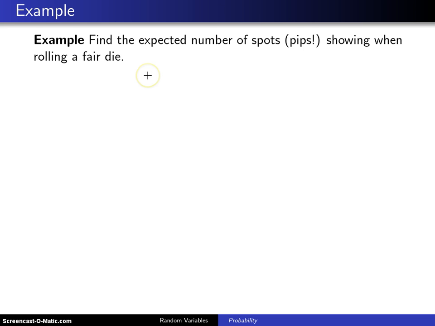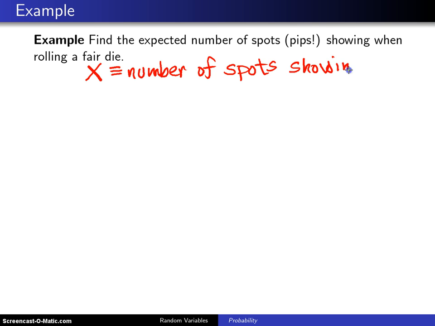Now, in this particular case, the first step is to define the random variable, and that random variable will be uppercase X, and that will be the number of spots showing on the upside of a fair die. The second step is to find the probability mass function of X, and that is going to be f of x. Now, usually I like to start over here on the far right and first of all determine the support and then come back and write the probability mass function.